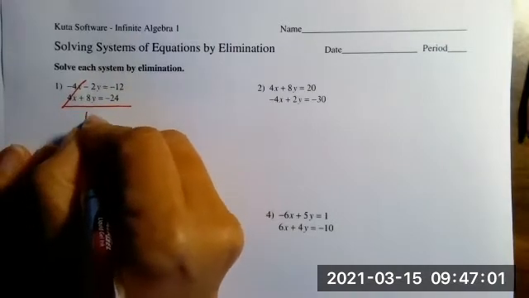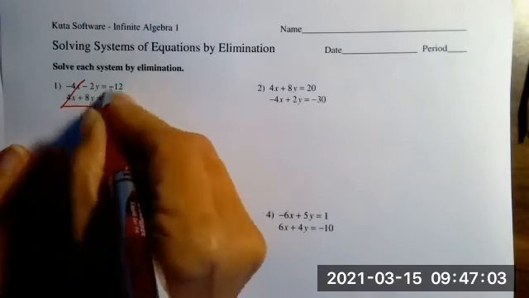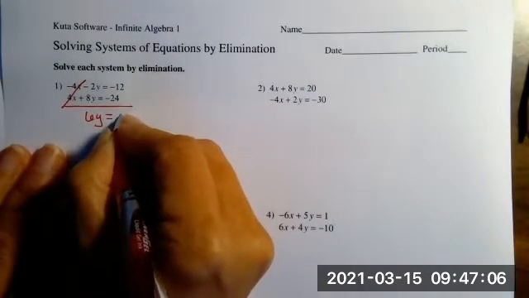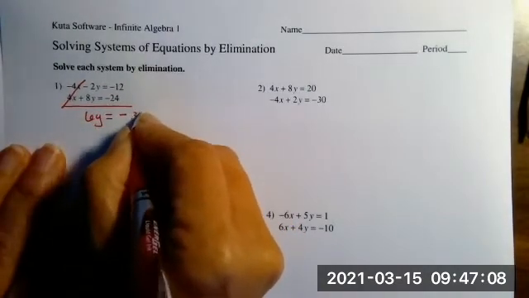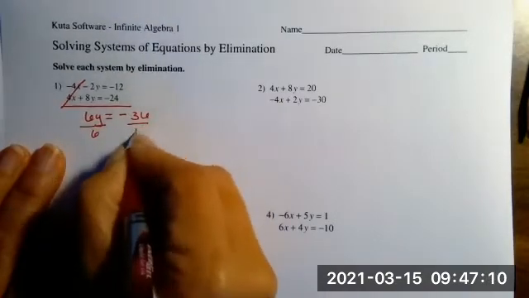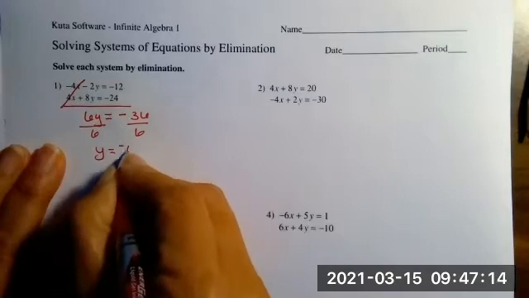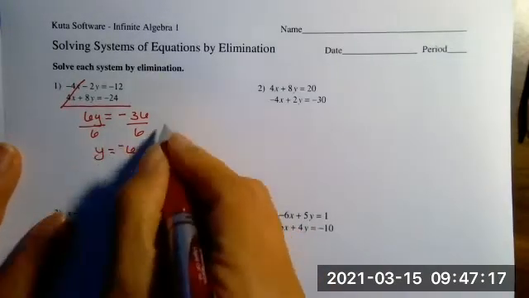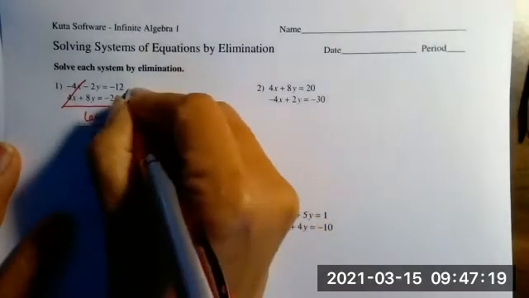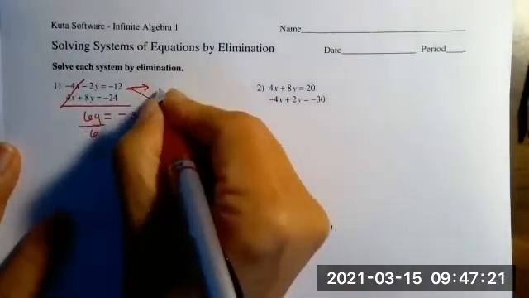When I add this, it's 6y. Careful when you're adding negatives. They're both negative, so my final answer is going to be negative, and just add the numbers together. Now it's just as easy as solving that. Right? Don't forget we have to substitute it back into the original. I'm going to plug it into that one.